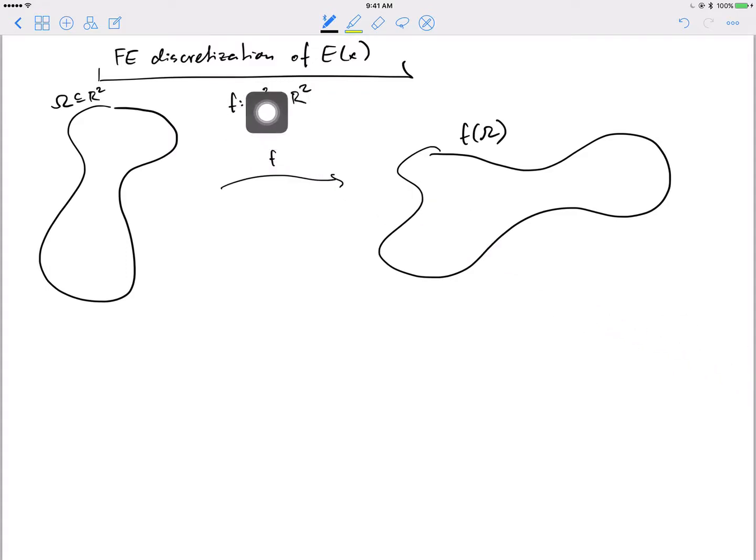And typically you would want some assumptions on the f, like that it's a diffeomorphism or something nice, that the function is smooth and so on.